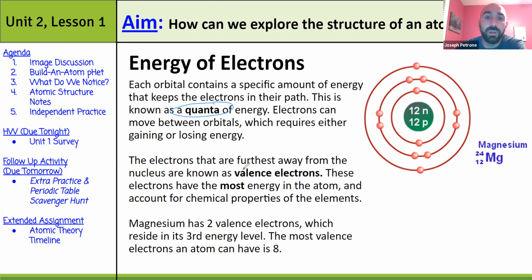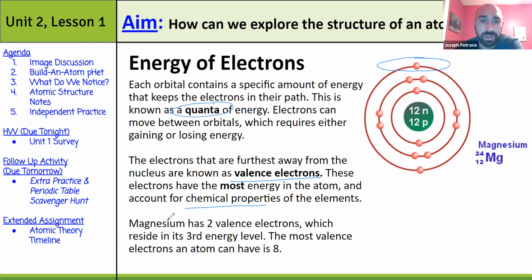In terms of energy, the ones that are furthest away from the nucleus, so in this case, the ones on this third ring, have the most energy. These are known as valence electrons. So the valence electrons are in the last ring of the atom. They have the most energy, and they're the ones that are responsible for the specific chemical properties of the elements. So the fact that magnesium has these 2 valence electrons gives it its own properties.